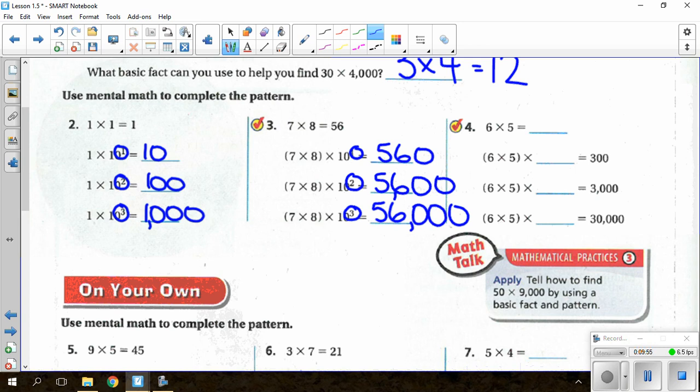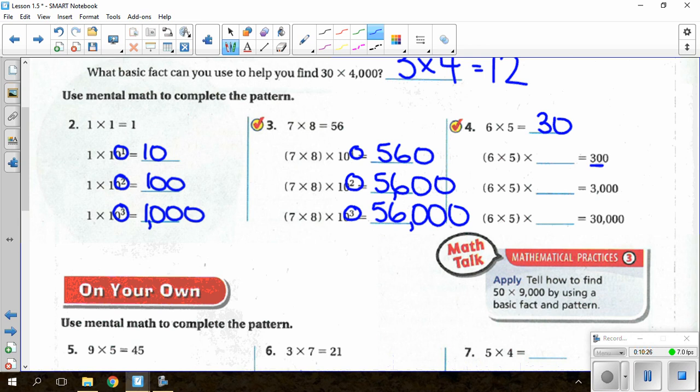Now moving on to question number 4. Our basic math fact is 6 times 5, which equals 30. Notice for this one, they are wanting us to fill in the times 10 to whatever power it was being raised to. Because our basic math fact ends in a 0, I would underline the 30 from the basic math fact and then figure out how many extra zeros there are.